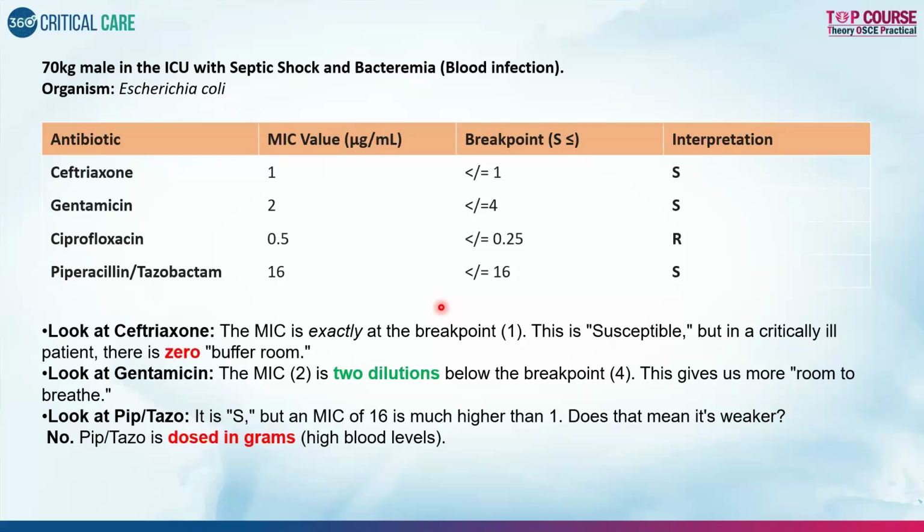So usually, this is what I want you to understand. If your breakpoint comes as 16 and it's still susceptible, it is not inferior to gentamicin, because piptaz will be dosed in grams. That is the reason it is equally efficacious as compared to gentamicin. Here, it being a gram-negative organism and a bacteremia, you can still think about using a broad-spectrum antibiotic like piperacillin tazobactam, against gentamicin alone.